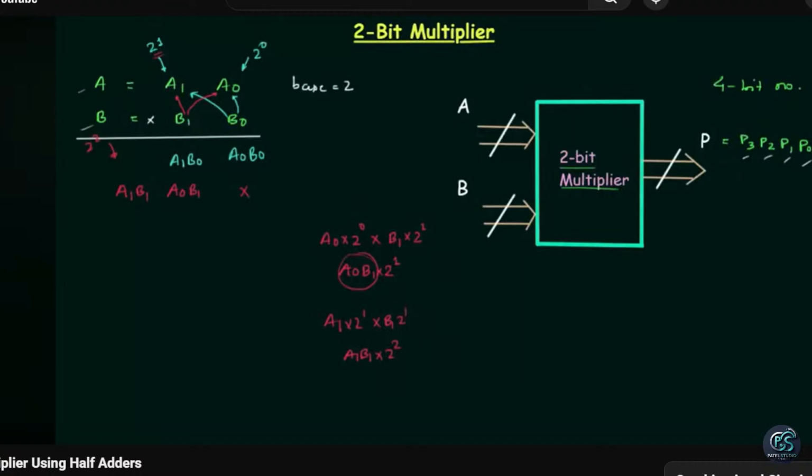And to obtain the final result, we need to perform the addition separately for all the columns. Column 1 is for weight 2 raised to power 0. Column 2 is for weight 2 raised to power 1. Column 3 is for weight 2 raised to power 2. And the fourth column is for weight 2 raised to power 3. And we will perform the addition for all the 4 columns individually.